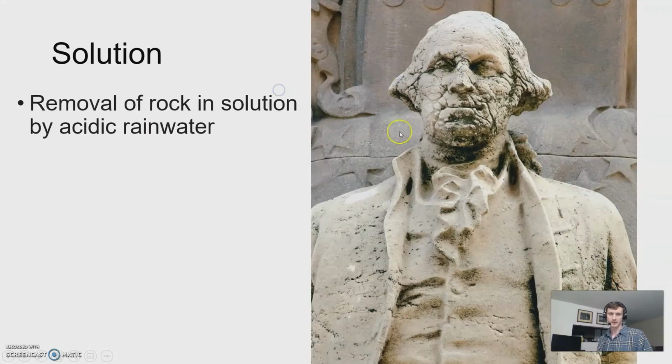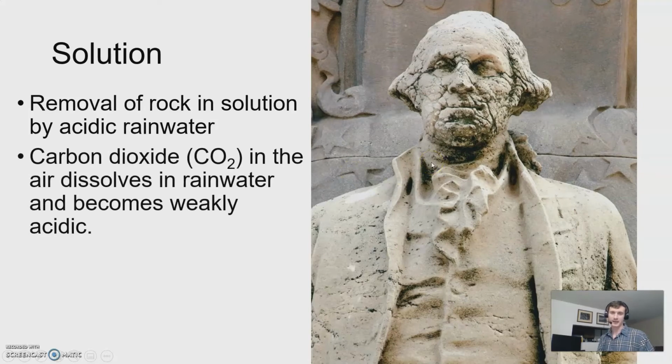So, solution. This is a case of removal of rock by acid rainwater. And we're not talking about completely acid rain with this one. We're talking about partially acidic, just very slightly acidic rainwater. What happens is that when you have water in the atmosphere coming down as rain, it reacts with carbon dioxide and forms just a little bit of carbonic acid, a little bit of acid. It becomes just very slightly acidic, but it is enough to do something like this.